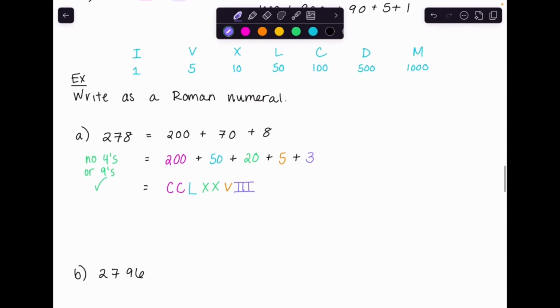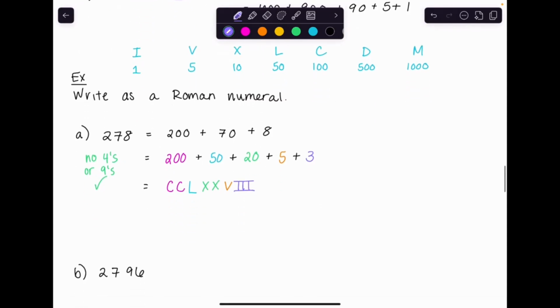If we try this next one, here we do have a little bit of a tricky situation because I do have that 9 in this. So I'm still going to start the same way and break it by placeholders. We've got 2,796.